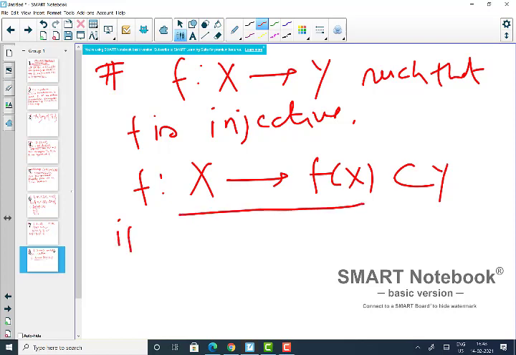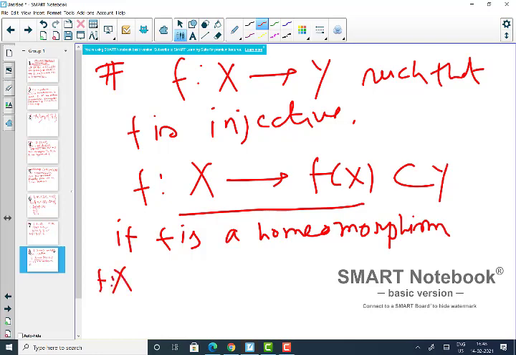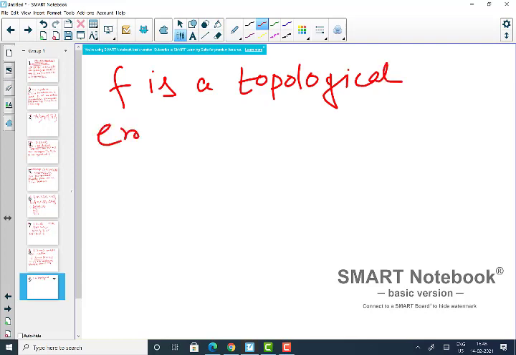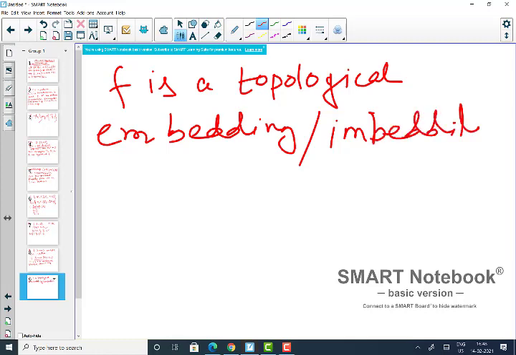Now if in addition f is a homeomorphism from this X to f(X), under this condition of homeomorphism, then we say f is a topological embedding, or embedding, whatever. I mean, people say both embedding or embedding. Okay, so what does that mean? Embedding I need to tell the full thing from X to Y.